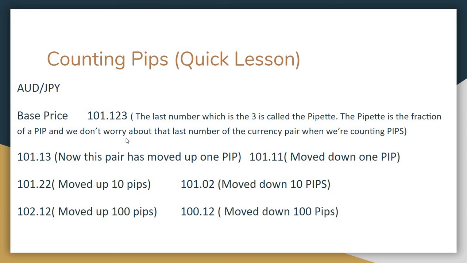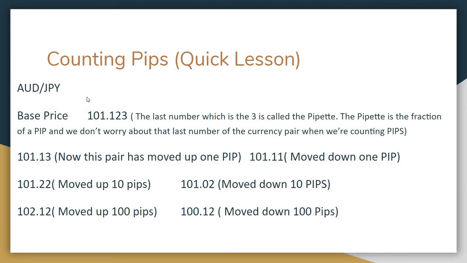Like it says right here, the last number, which is a 3, is called the pipette. The pipette is a fraction of a pip, and we don't worry about the last number of the currency pair when we're counting pips. So when you're counting pips, you never have to put your focus on the last number of any currency pair that the price is at.